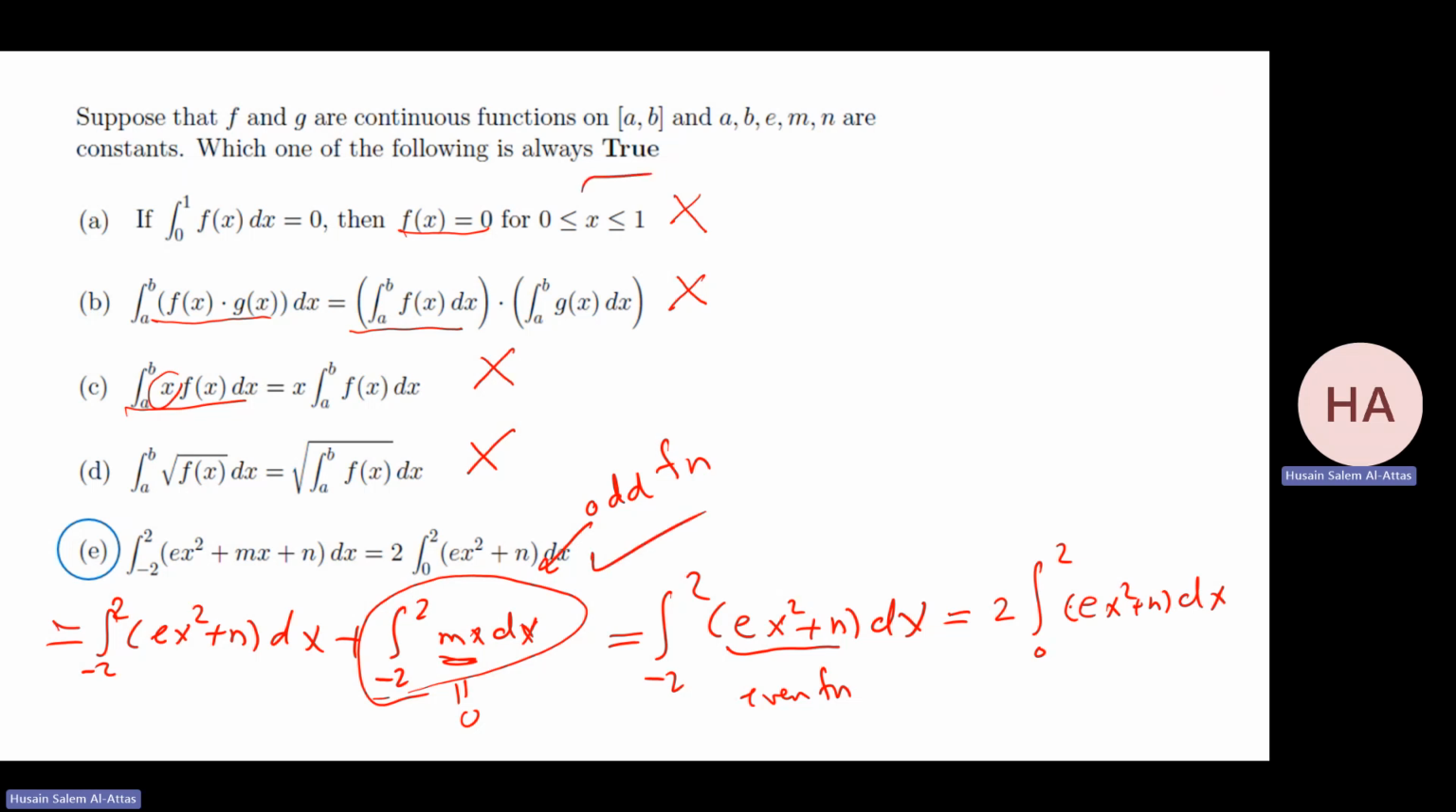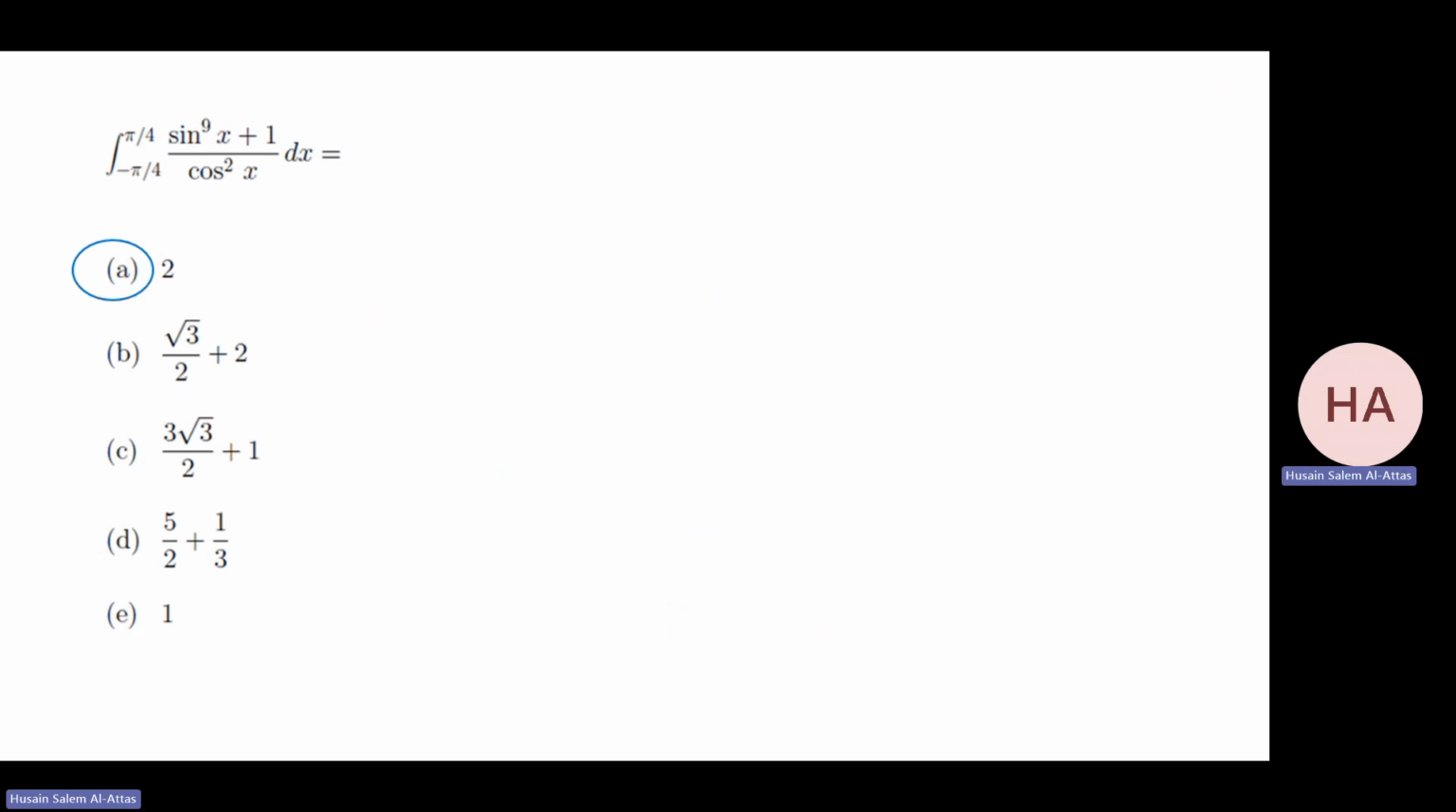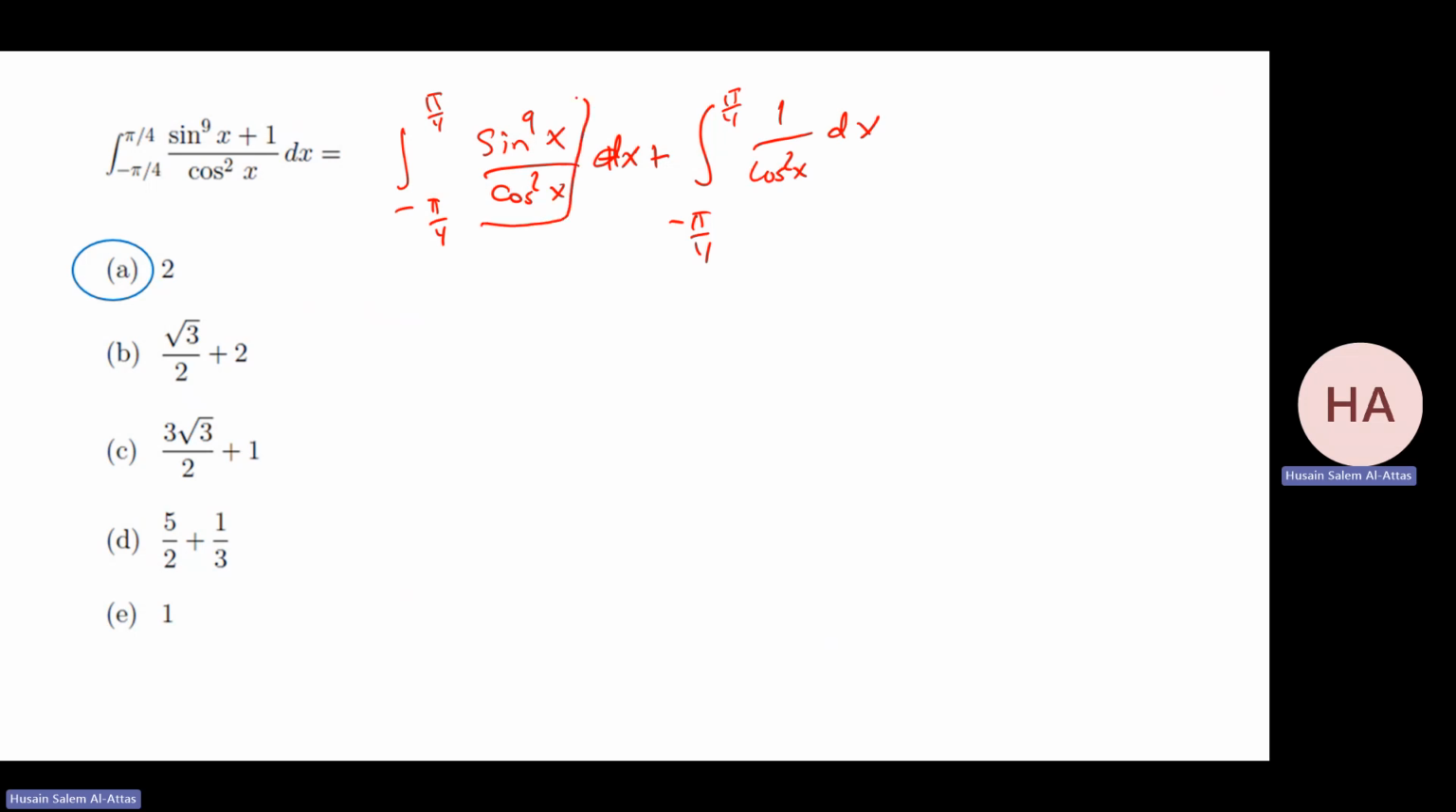You want the true one. Yeah, and we'll apply this idea where I've split it into two parts in this question. This question, you write it this way: the integral from minus pi over 4 to pi over 4 of sine to the power 9 x over cosine square x dx, plus the integral from minus pi over 4 to pi over 4 of 1 over cosine square x dx. This is odd function.